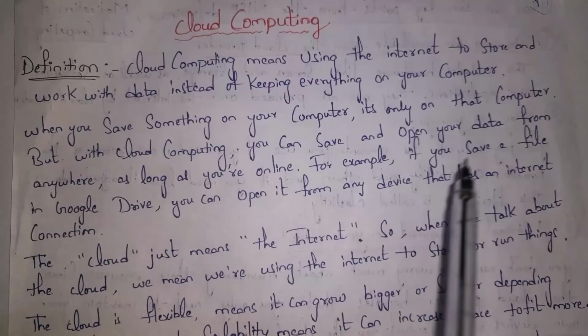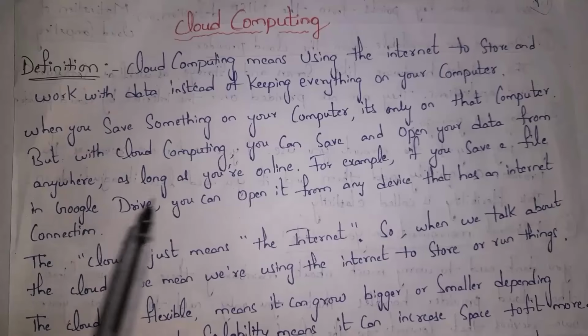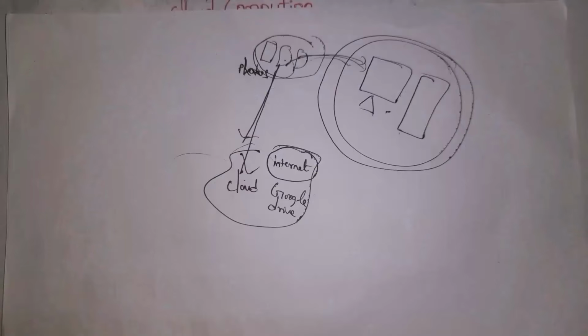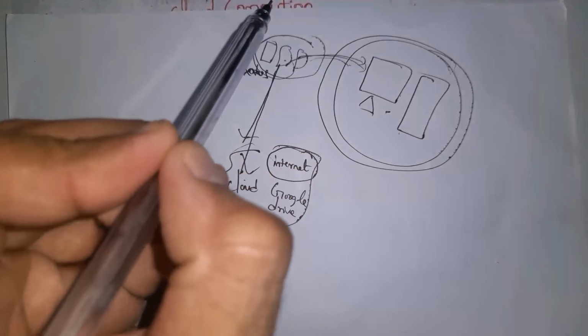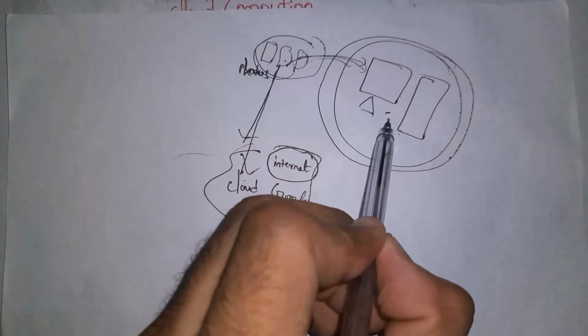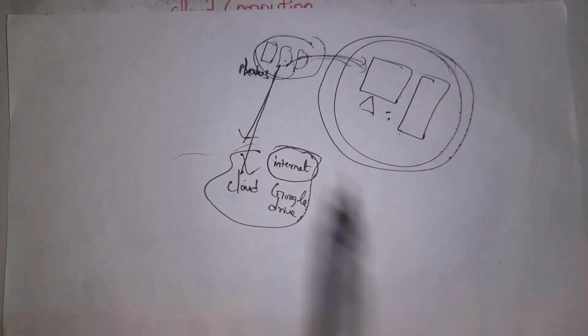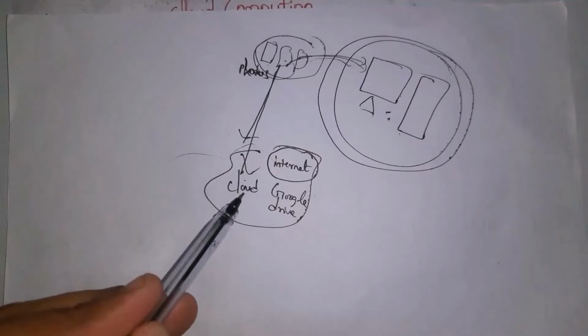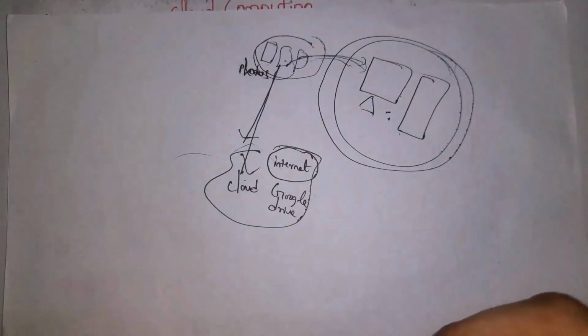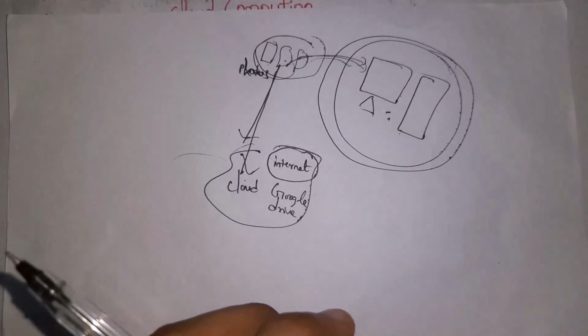For example, if you save a file in Google Drive, you can open it from any device that has an internet connection. Guys, I will give an example so that you can clearly understand this definition. As for example, I bought some photos. If I store my photos in my computer, then only in this computer I can see those photos. But if I store my photos on the internet, like Google Drive, by using any device I can access those photos. You just need an internet connection, that's it. Google Drive is one example of cloud storage.